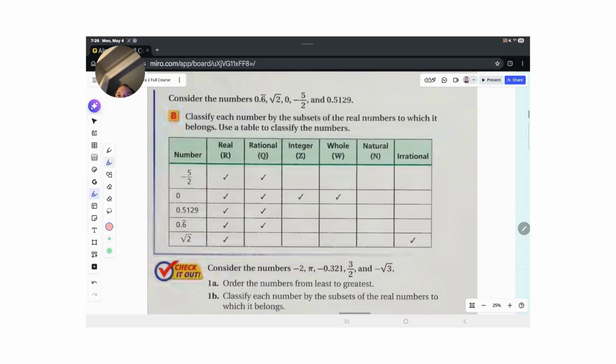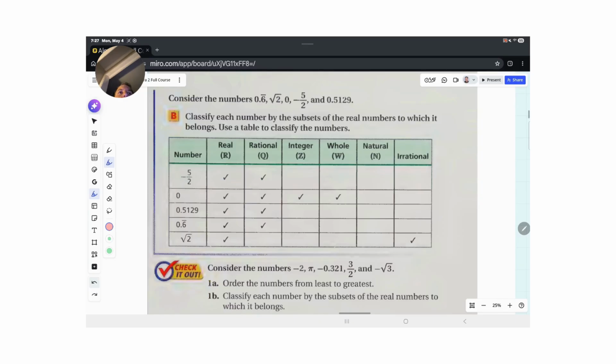So let's go here, for example, the square root of 2. Now we're asking, for each of these, is it real? Always yes for our purposes, right? So we have every single box checked. And then we ask ourselves, is it rational or irrational? And then if rational, is it also an integer, a whole number, or a natural number? So for example, the square root of 2, is it rational or irrational? It's irrational because it cannot be written as a fraction and its decimal is non-terminating or non-repeating.